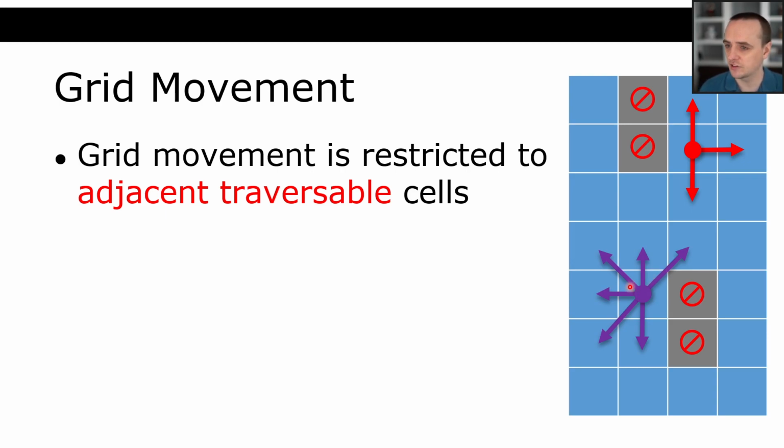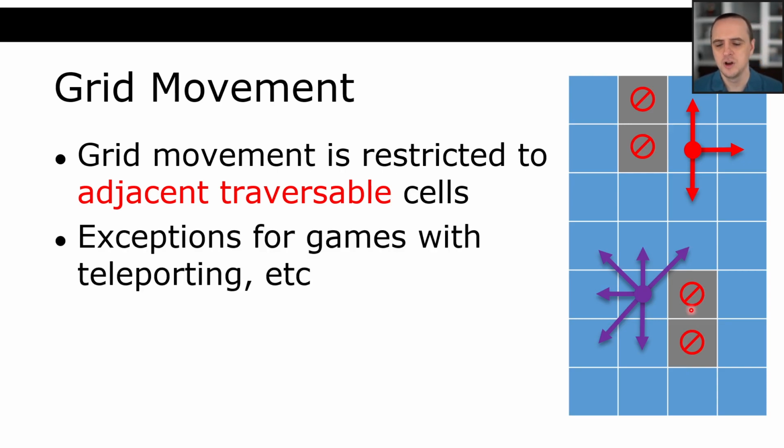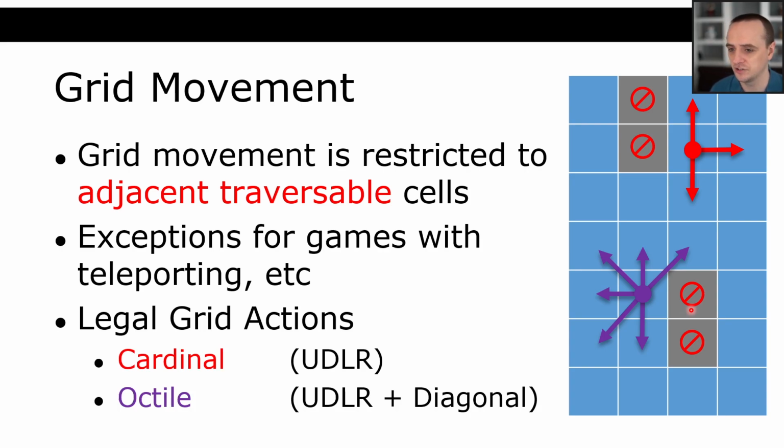Here we might have 8-directional movement, right? So we can move up, down, left, and right, as well as diagonals, but we can't move to these cells because those cells have been considered blocked, okay? And of course, there will be exceptions if we have games with teleporting or blink type abilities, etc. But let's just talk about basic movement for now. So our legal actions for grids, if we are restricting ourselves to cardinal movements, are those 4 actions: up, down, left, and right. Or we might have octile movement, which is 8 directions, so up, down, left, and right, and then the diagonals in between those, okay?